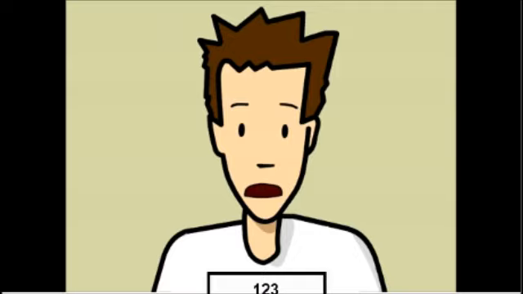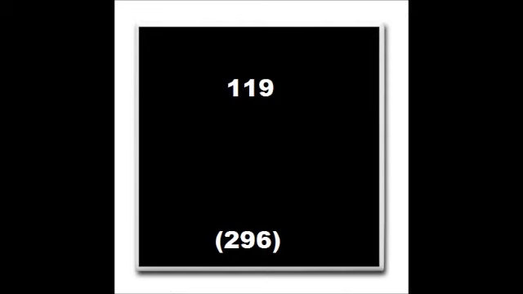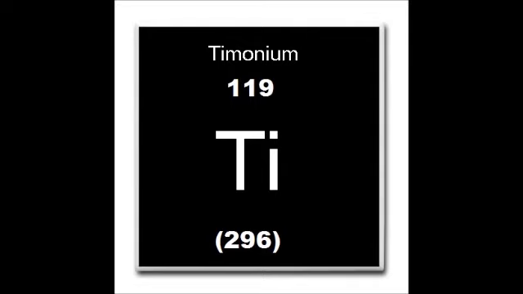By having this organization and pattern, we can predict future elements that could be on the periodic table. For example, an element with an atomic number of 119 and atomic mass of 296. This element does not exist yet. For fun, let's call it timonium, of course, because that's my name.